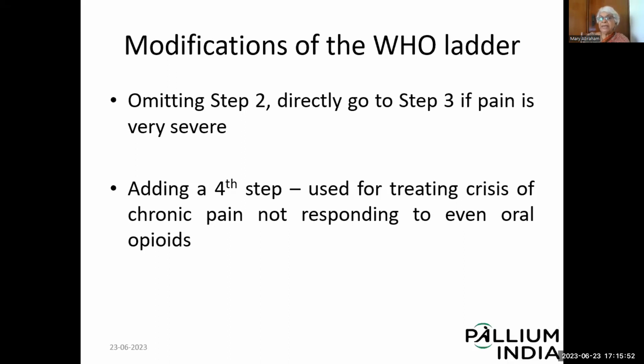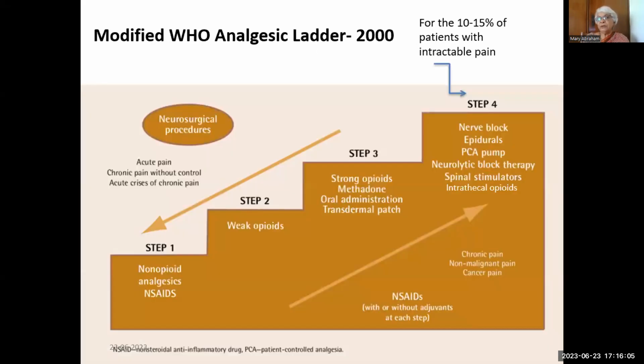And occasionally we may even have to add a 4th step. That is done invariably to treat a crisis of pain which is not responding to even the strong opioid drugs. So it was somewhere in 2000 that this ladder was modified, in which the 4th step was also added for that 10 to 15% of patients who do not respond even to the strong opioids like morphine. So that's what is called intractable pain, and we'll deal with that in another class.